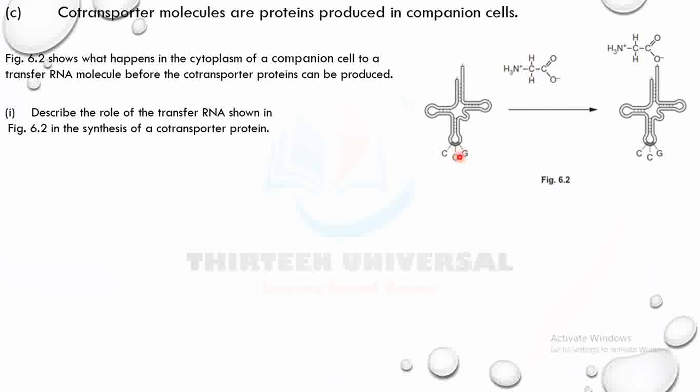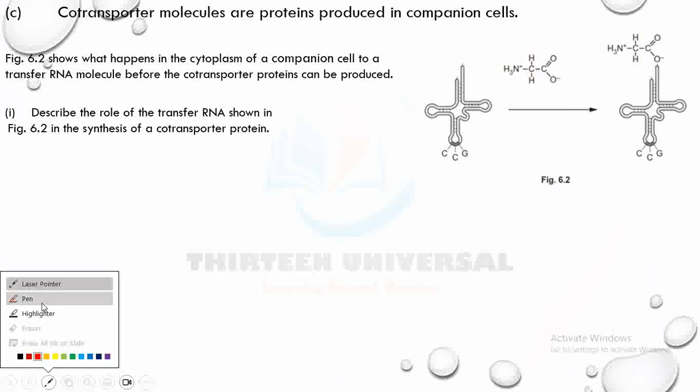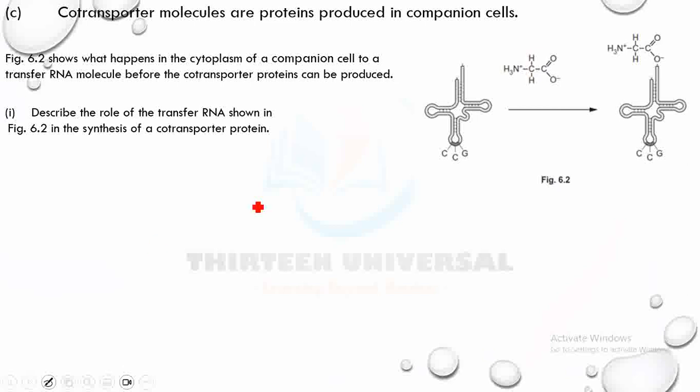So a peptide bond is formed between, I think I need to show you that. We're going to get to a point where we require that. So if this is transfer RNA carrying an amino acid here, and this is another transfer RNA carrying another amino acid, both of them are attached to mRNA. So mRNA is attached to the ribosome.